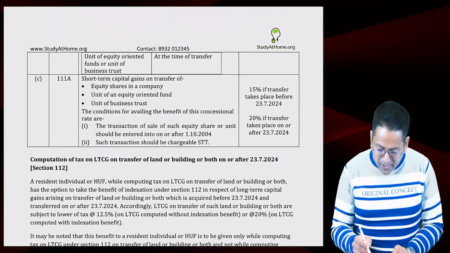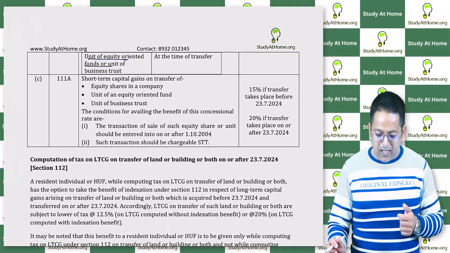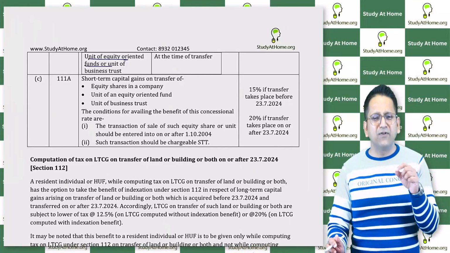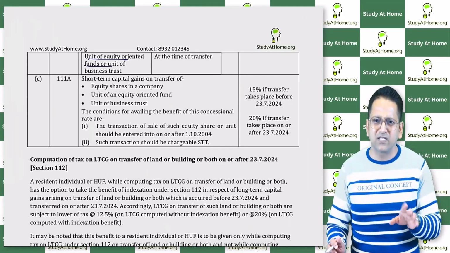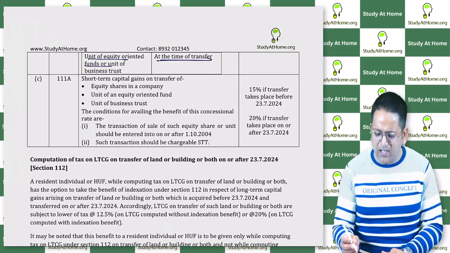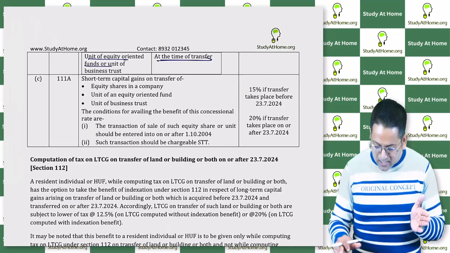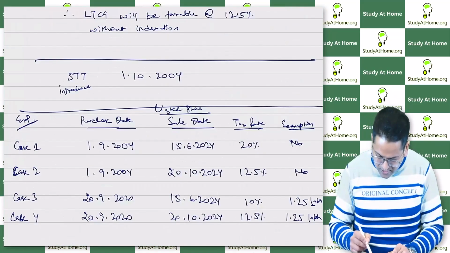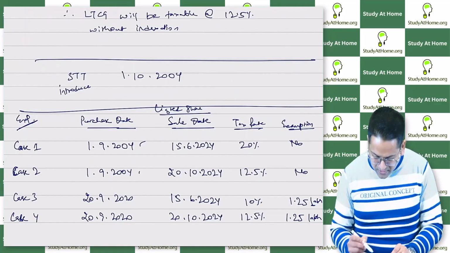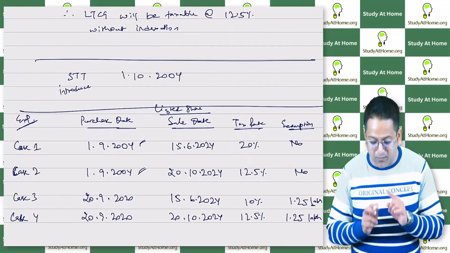Unit of equity-oriented mutual fund. It's saying that if it is an equity-oriented mutual fund, then to take the benefit of section 112A, if at the time of selling you have paid STT, then the work will be done, and at the time of buying there is no need to pay STT. In the example, we were taking the purchase date as 1st September 2004. In this case also you will fall under 112A if this is a case of an equity-oriented mutual fund.